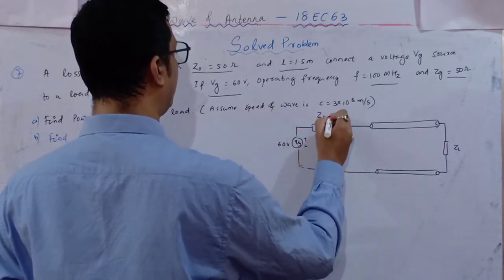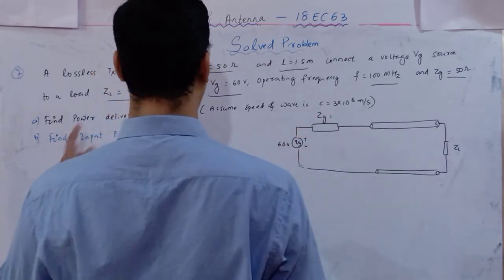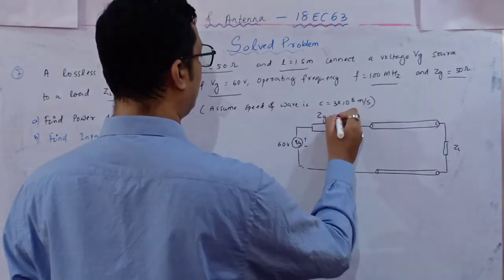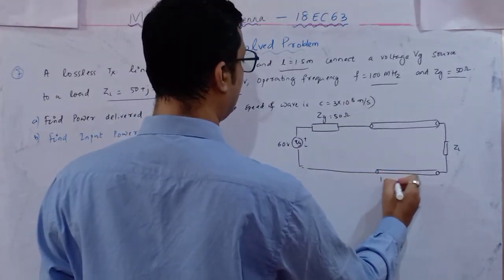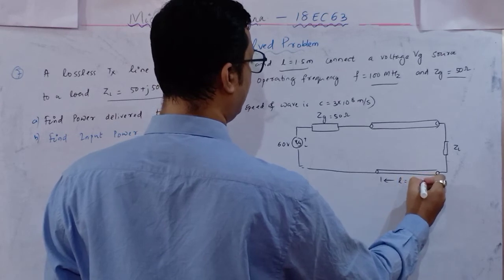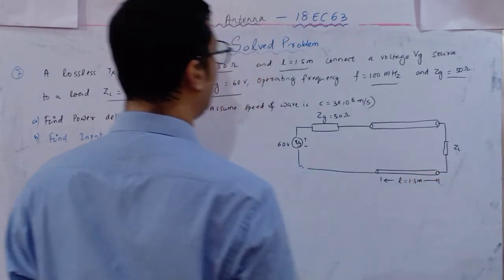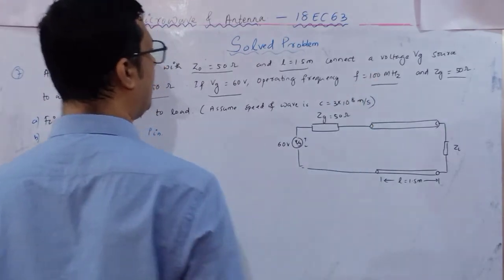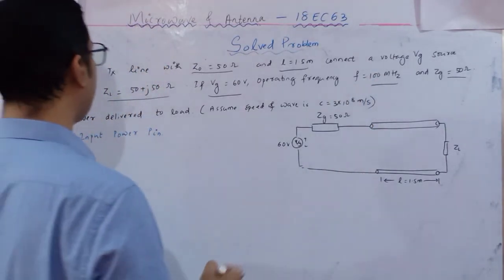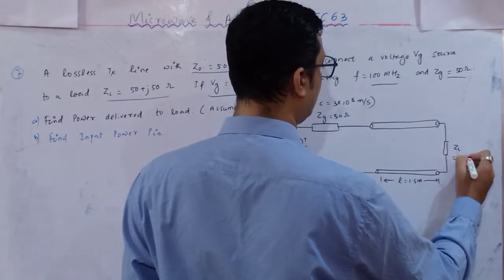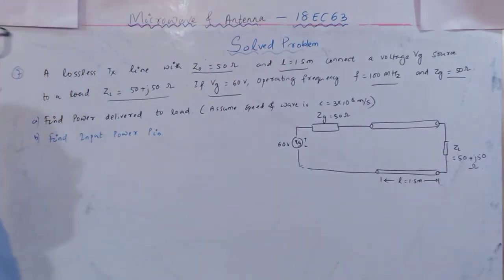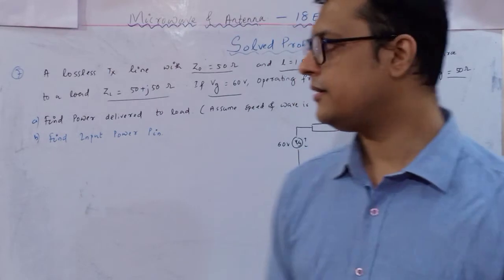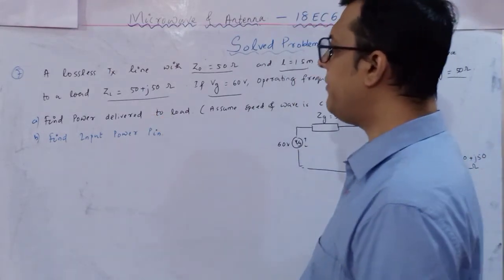This is Zg. How much is Zg? Zg is 50 ohm. Length is 1.5 meter, operating at a frequency of 100 megahertz, and ZL is 50 plus j50 ohm. So these are the parameters given to us. Now first of all, power delivered at load.